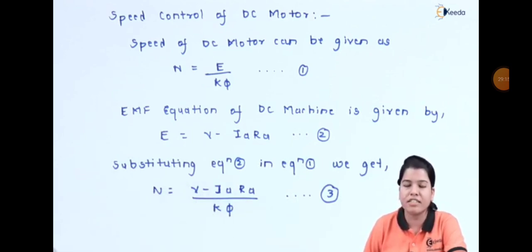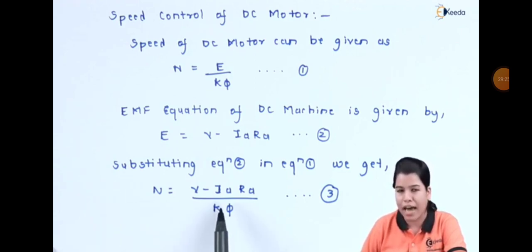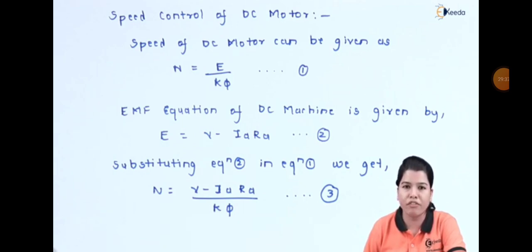This equation is the basic equation for the speed control of DC motor. If we see this equation carefully, we can say that the speed of motor basically depends upon armature current, flux and the supply voltage. Here we can say if we control the voltage, if we control the armature current and if we control the flux, we can control the speed of DC motor.